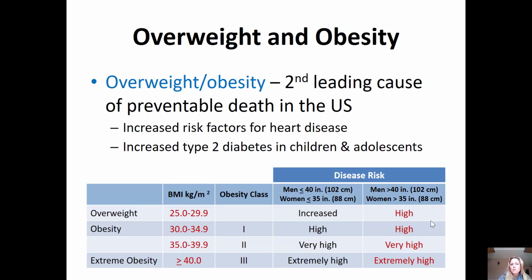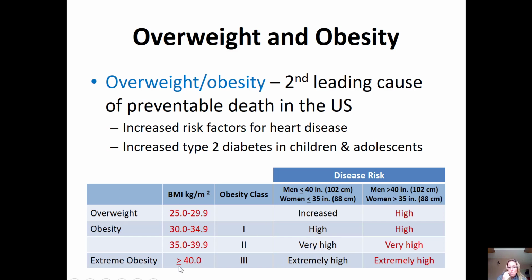First of all, looking at overweight and obesity, we know that it is the second leading cause of preventable death in the U.S. Keyword: preventable death. By changing lifestyle habits, these folks can prevent the onset of death due to this concern. Also, they have an increased risk for heart disease, and increased type 2 diabetes in children and adolescents. Those children and adolescents that are overweight or obese have a huge risk of developing type 2 diabetes. Those adults that are overweight or obese have an increased risk for developing heart disease.